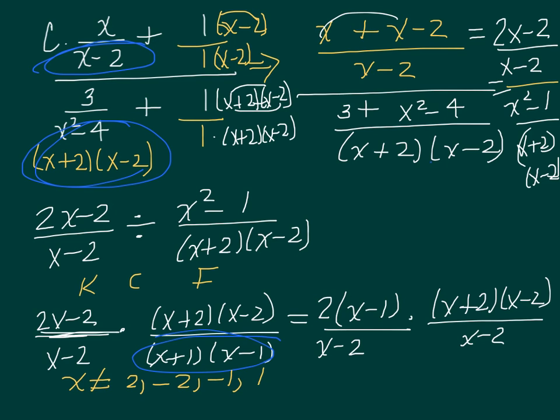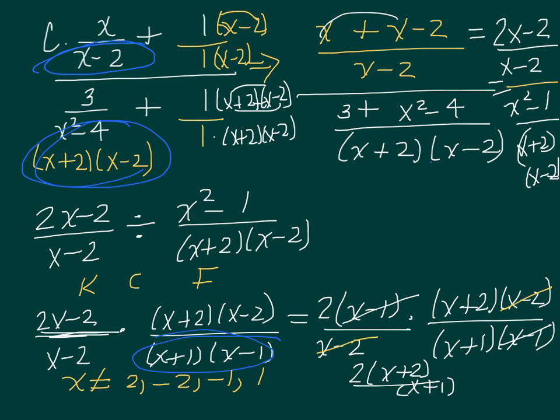And then you divide what you can. Oh, I wrote this wrong. Sorry. Alright, and then you're left with 2, x plus 2 over x plus 1, with those restrictions. And there you have it.